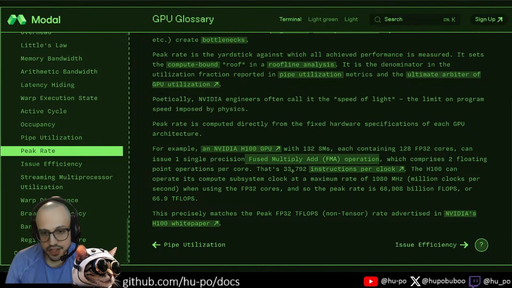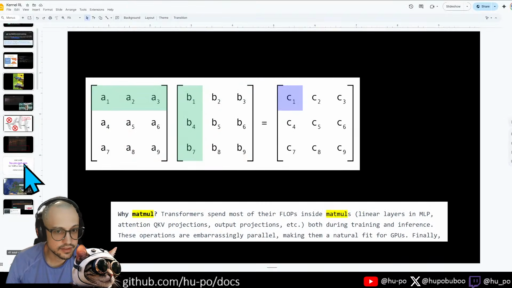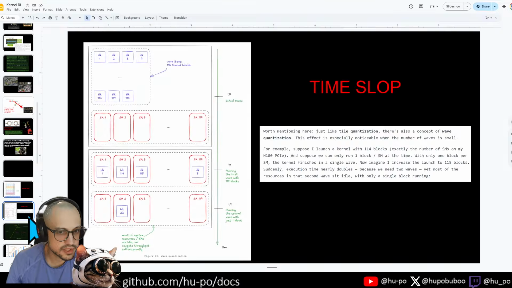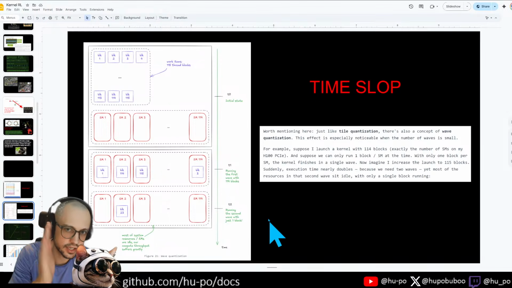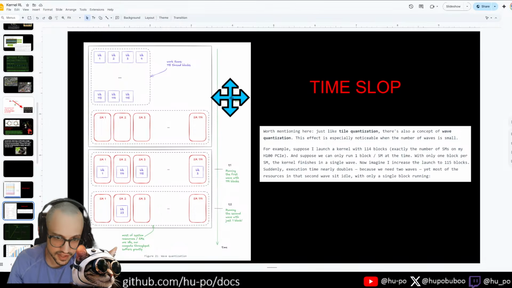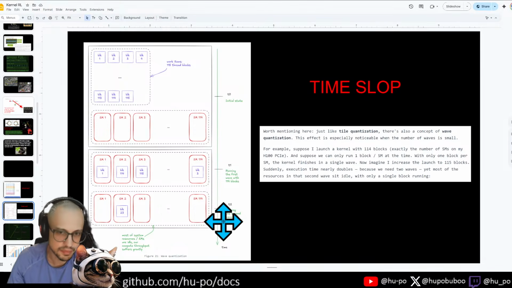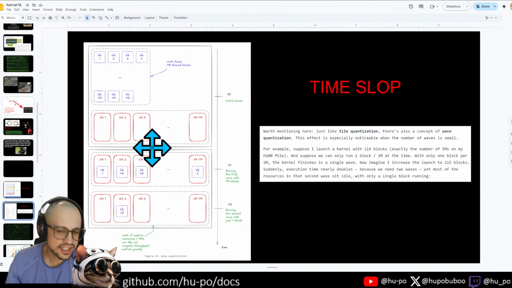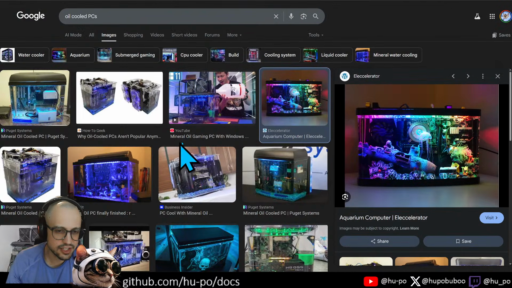So it ends up being 33,000 instructions per clock, right? And the per clock there kind of goes back to what I was saying here with the time slot, right? Where the clock on your GPU is executing operations. So that's basically the speed of this T0, T1, T2. That's your clock speed, right? And the clock speed, you can change that, right?